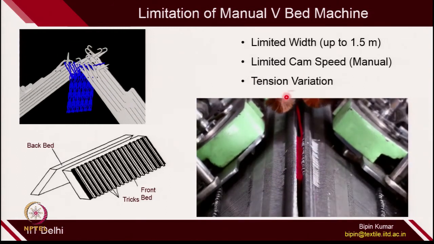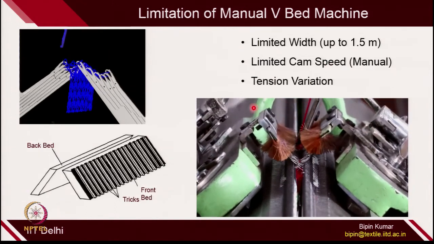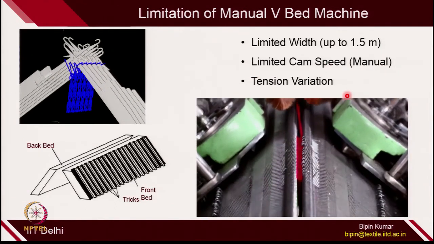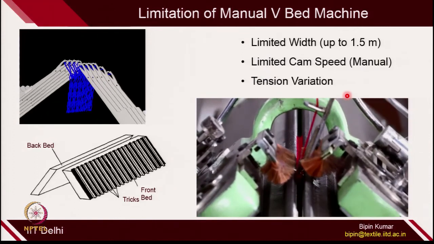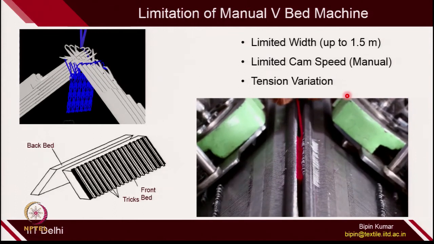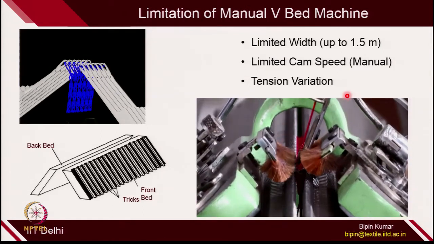The other important thing you can observe in the manual V-bed machine is tension variation. Whenever you are making a course moving from left to right or right to left, there may be chances that you are doing it at different tension levels. Because it is done by hand, naturally you can expect a lot of tension variation because of the jerk created by your hand movement. Because of the tension variations, the loop architecture might not be stable, or you will not get uniform length of loops in the entire fabric structure. These are some of the limitations which manual V-bed machines face in daily routine.